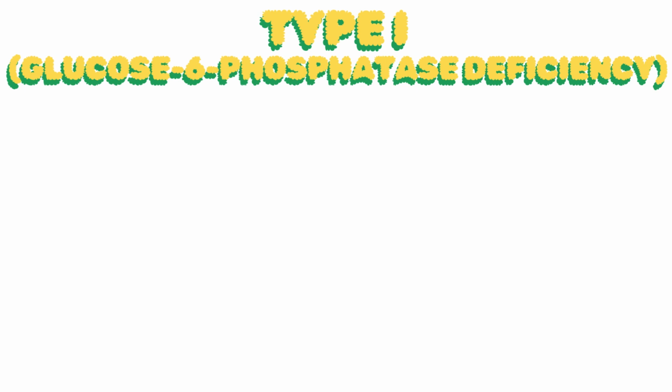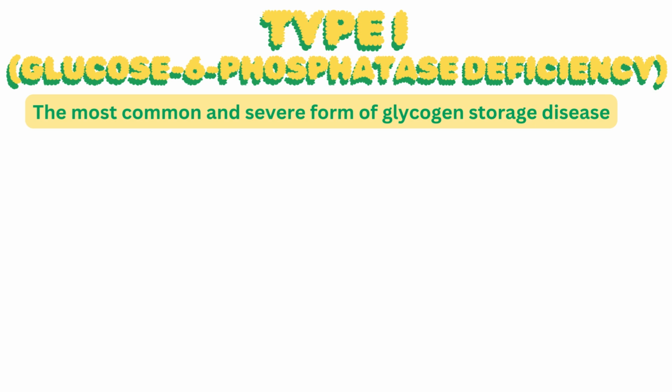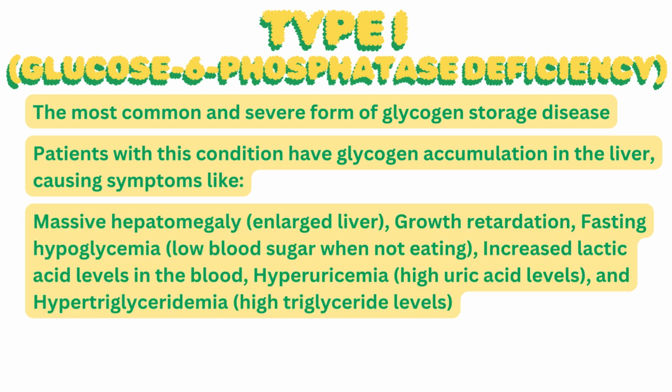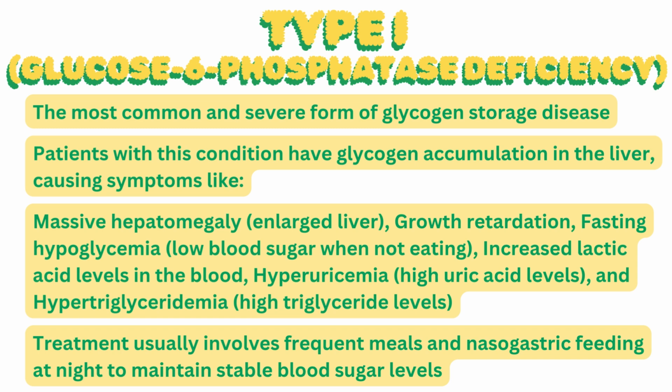Type 1, glucose 6-phosphatase deficiency. Type 1 is the most common and severe form of glycogen storage disease. Patients with this condition have glycogen accumulation in the liver, causing symptoms like massive hepatomegaly, enlarged liver, growth retardation, fasting hypoglycemia, low blood sugar when not eating, increased lactic acid levels in the blood, hyperuricemia, high uric acid levels, and hypertriglyceridemia, high triglyceride levels. Treatment usually involves frequent meals and nasogastric feeding at night to maintain stable blood sugar levels.